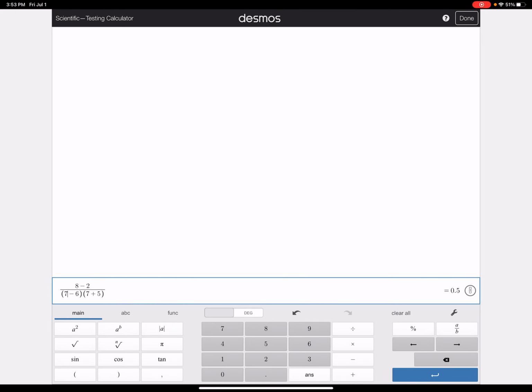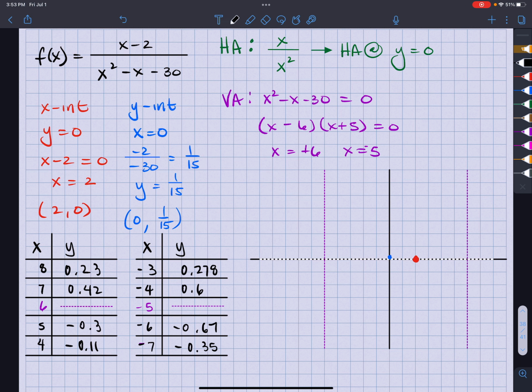Okay, so if I was to plot this, right, at 8 is 0.23, that's about a quarter, and then at 7 is 0.42, which is about 0.5, okay. At 5 is going to be negative 0.3, so about a negative 1/3. And then at 4 is even smaller, makes sense. At negative 3 is going to be about a quarter. At negative 4 is a little bit more than a half. At negative 6 is going to be negative 2/3. And negative 7 is going to be a lot less than that, okay?